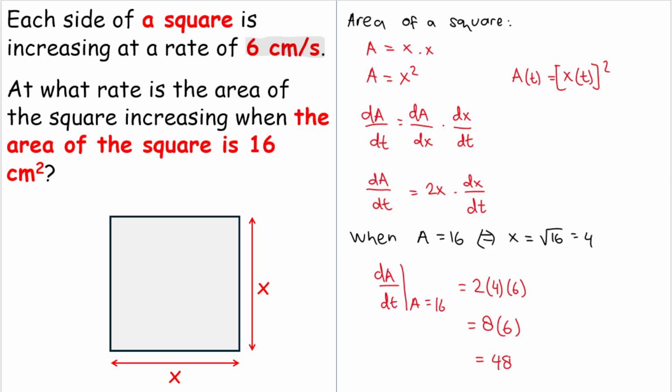And we need to find the unit here. The unit of the area is centimeter squared, because x is in centimeters and this x is also in centimeters. So I have 48 centimeters squared, and dt is the time, with the unit of second. I think that's all for this problem. The answer is 48 centimeters squared per second.